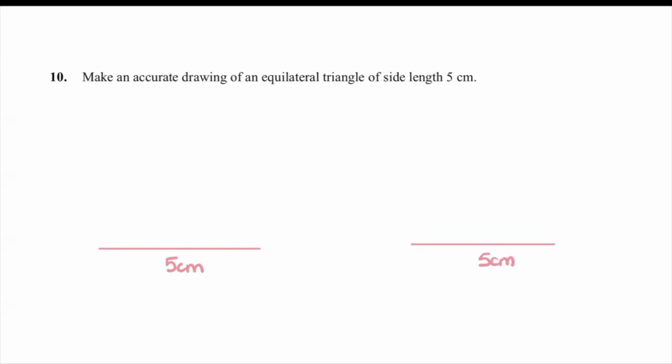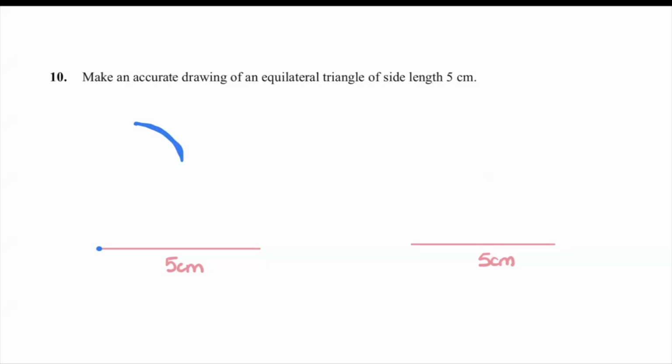Now, in the first method, I'm just going to use a compass. I am going to put the tips of the compass onto my ruler so that I can measure out 5 centimeters. So the gap between the point and the pencil is exactly 5. I would then stab my compass on the end, and very carefully I would put an arc onto my page.